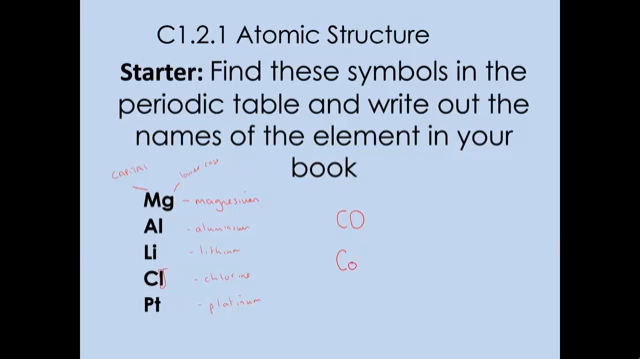So if I write capital C and lowercase o, that would be cobalt. If I wrote capital C and capital O, that would be a compound called carbon monoxide. And that would mean that I've got one carbon atom there and that is an oxygen atom. So we have to make sure that we write the first letter as capital and the second as lowercase.